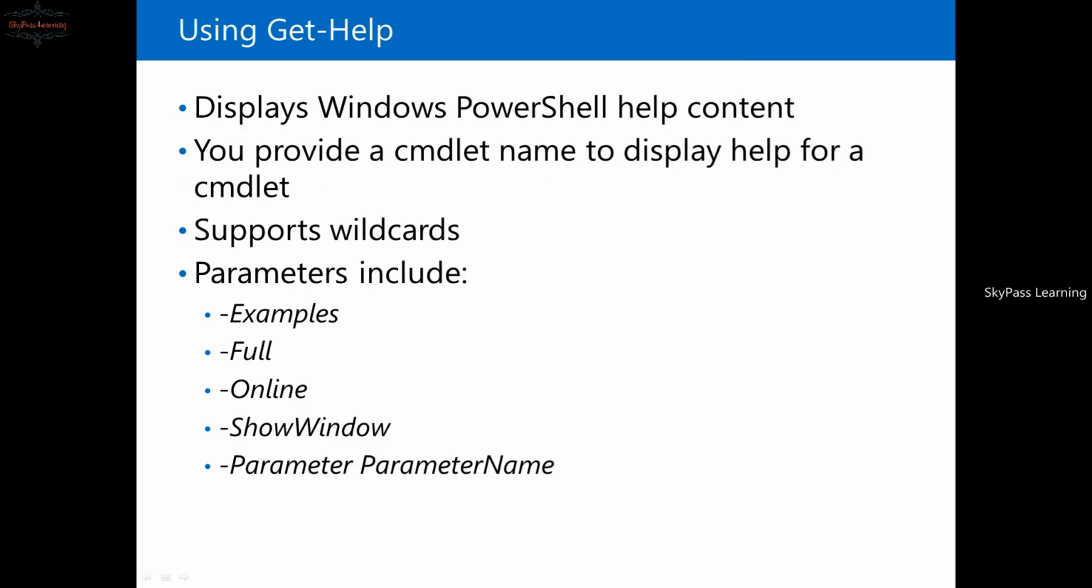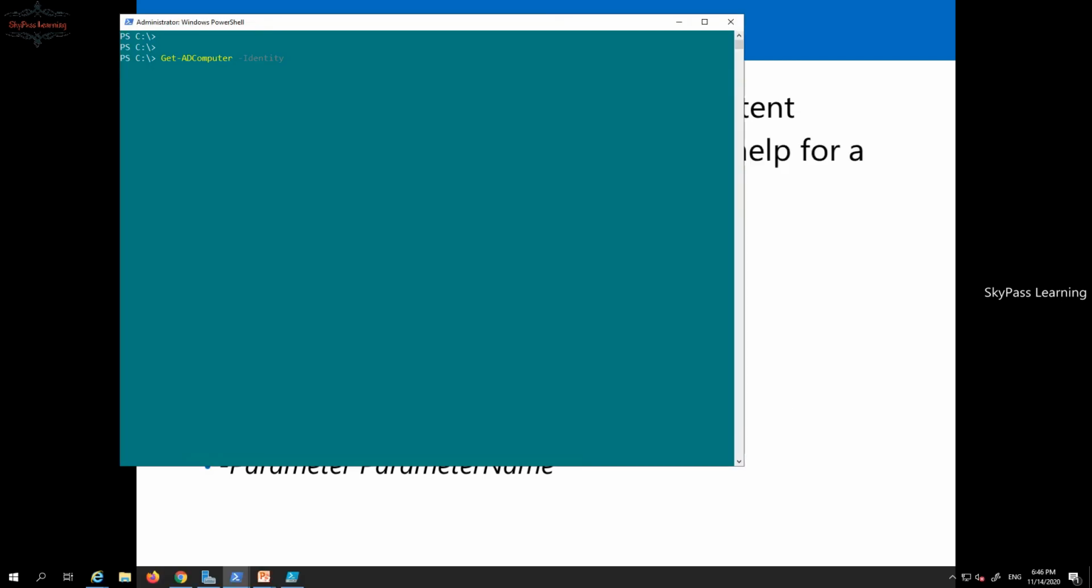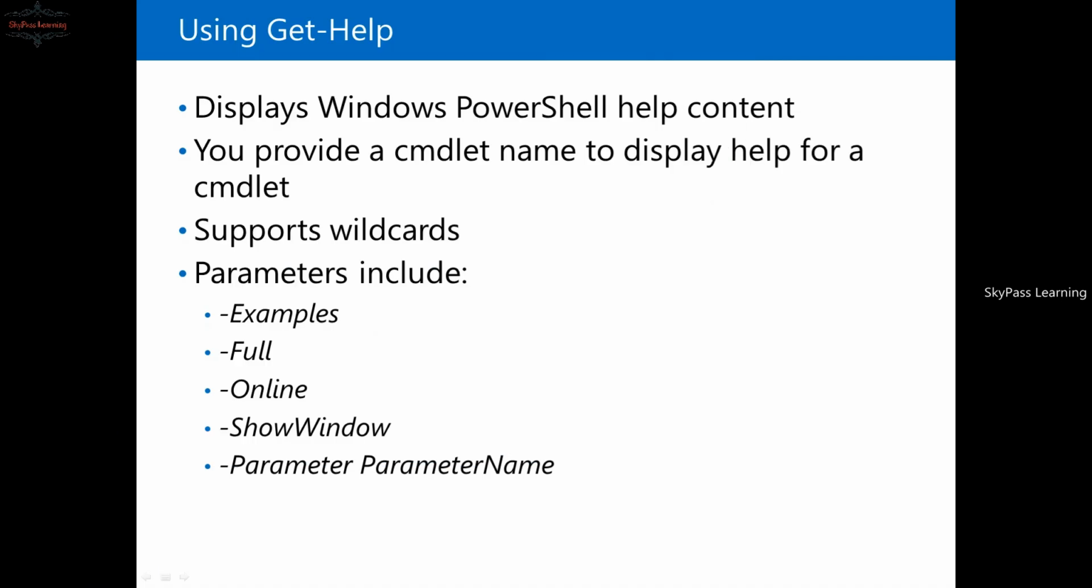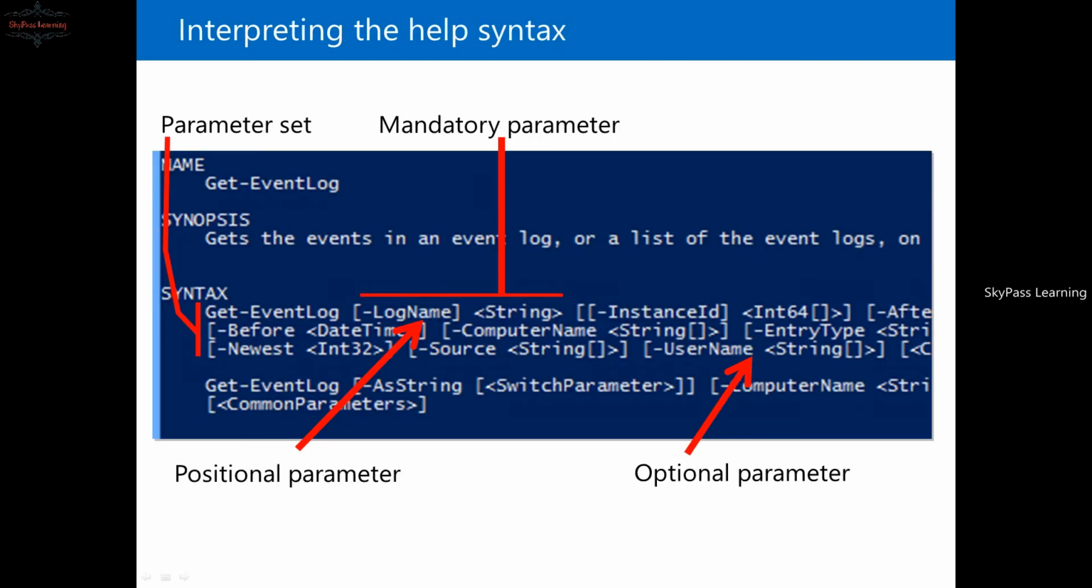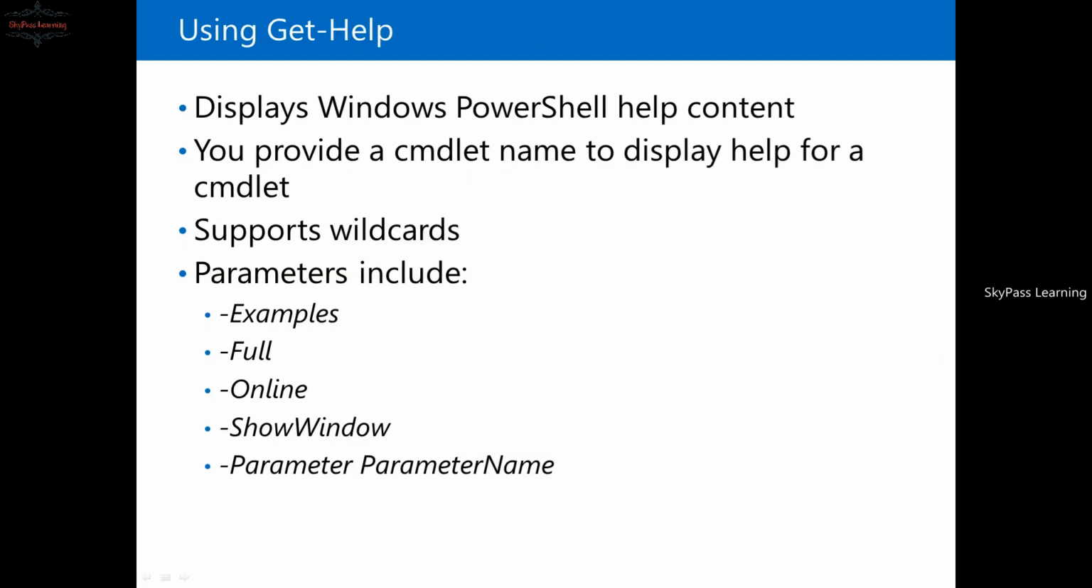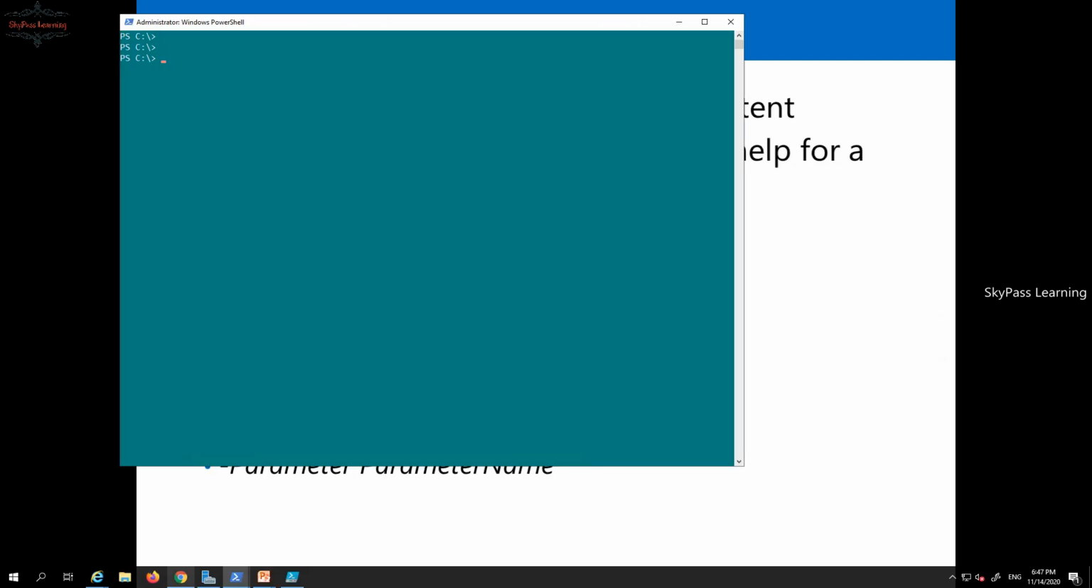We have a Get-Help option. This is more useful, and with the help of this you can understand how a command will work. So let me quickly show you one example of how Get-Help works. Let me quickly execute one of the commands along with Get-Help.